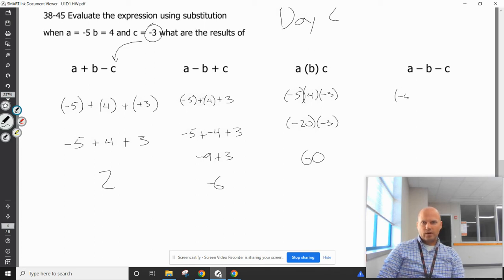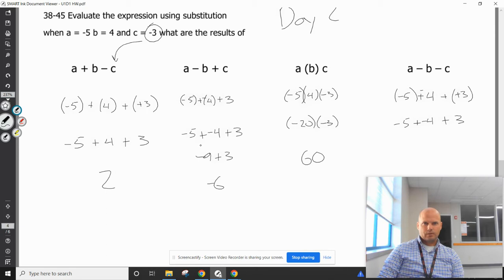We have -5 minus 4 and another minus -3. Okay? Getting rid of subtraction because I don't like it. Subtracting a negative is the same as adding a positive. We realize we have -5 plus -4 plus +3. It's the same as this.